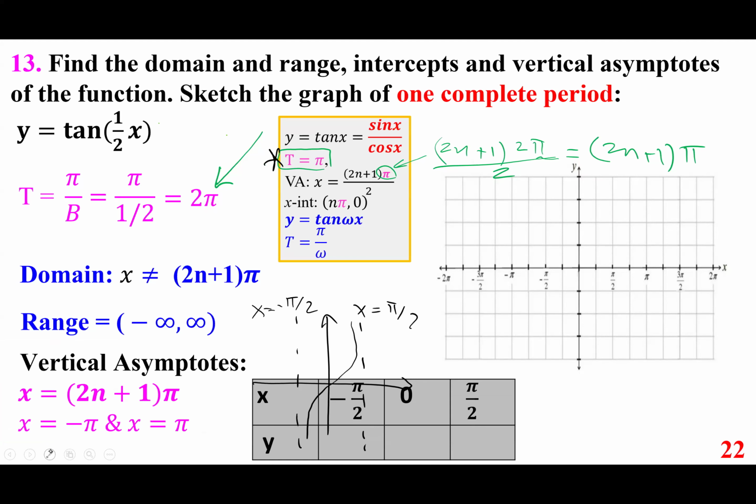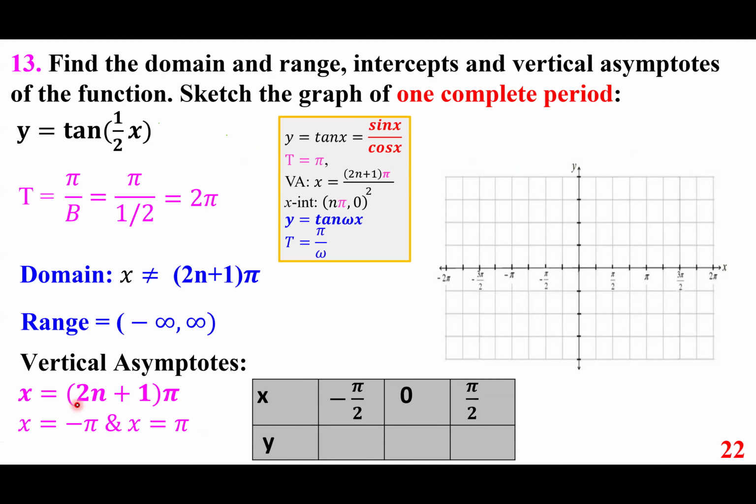Okay. And then we are going to go with easy points: minus pi over 2, 0, and pi over 2. The reason we are using them is because those are easy points. I'm going to start with 0. If you plug in 0, tan of 0 is 0. If you put negative pi over 2, half of that is negative pi over 4. Tan of pi over 4 is positive 1. Tan of negative pi over 4 is negative 1. So this is negative 1. This is positive. So you get those.